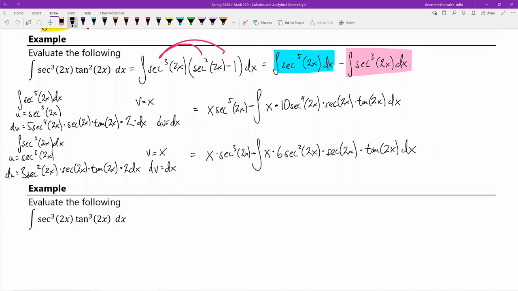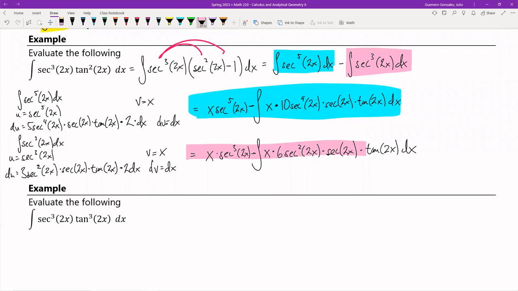So the solution for my blue one is this one, and the solution for my pink one would be this one, both of which are going to require yet another integration by parts. These are just nasty, so I'm just going to put dot, dot, dot. These just continually get nastier and nastier. If you actually find the solutions to these, they are super, super long.